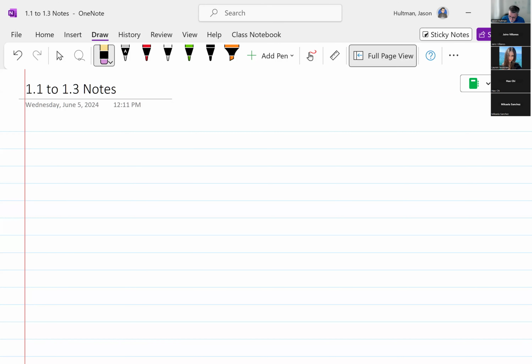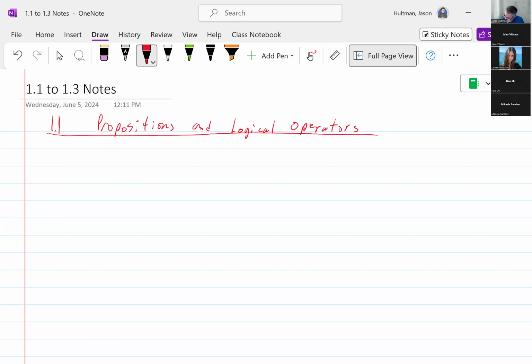Okay, so 1.1 is on propositions and logical operators. Okay. And so what is logic? Logic is the study of formal reasoning.